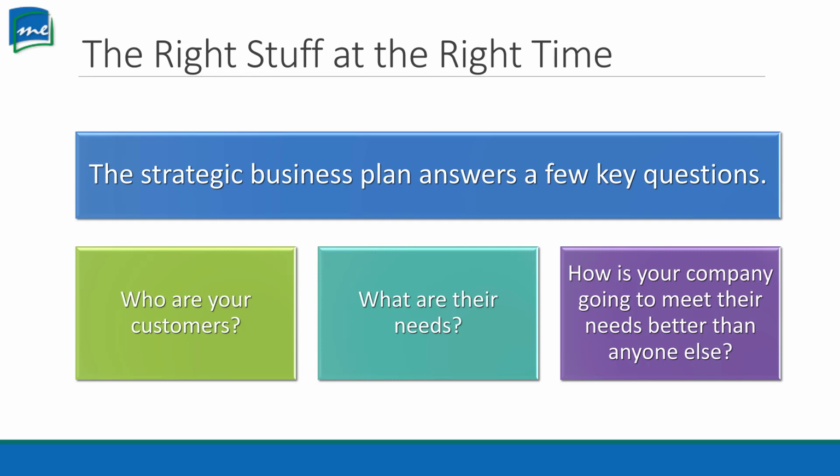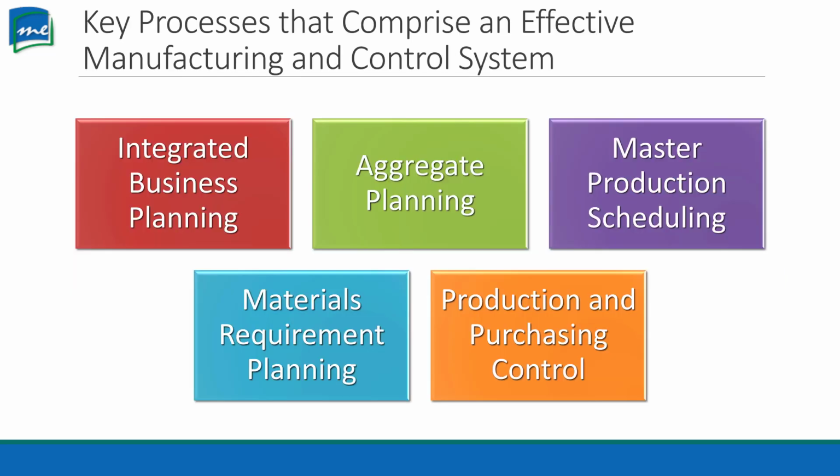Is it based on value? Is it based on experience? Is it based on whatever other factors that you want to consider? So we need to know this information, but we can get it from our strategic business plan because that's what's in our strategic business plan. But then we have to look at our key processes that comprise an effective manufacturing and control system. So all of these, as was mentioned in that scheduling, comes down to developing our manufacturing schedule, essentially.